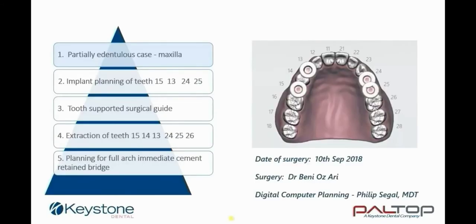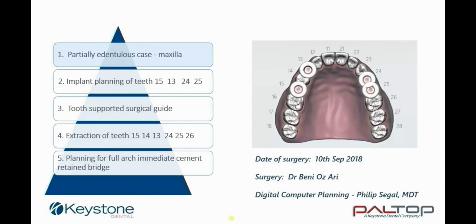The first case, courtesy of Dr. Benyozari, is a partially edentulous case in the maxilla. Implant planning is required for teeth 15, 13, 24, and 25. The 2-supported surgical guide will be manufactured.